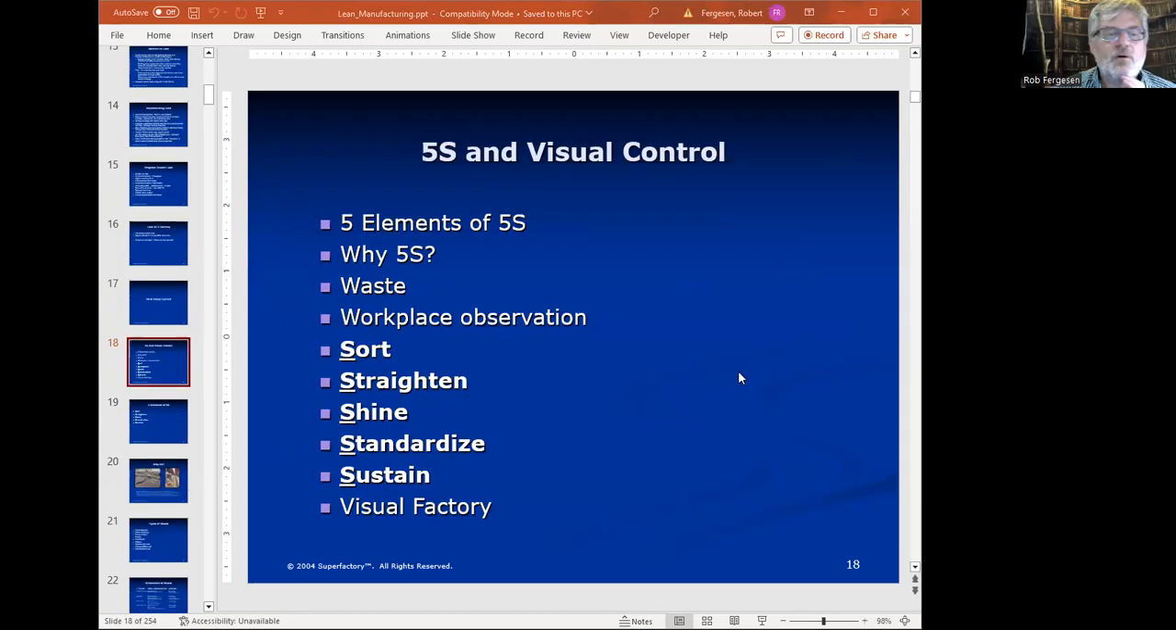All right, so here, you didn't miss anything on the previous screen, but here we are looking at the 5S organizational process. Why is it 5S? Because it's sort, straighten, shine, standardize, and sustain. And I never remember what those S's stand for. I have to always keep a prompt in front of me.